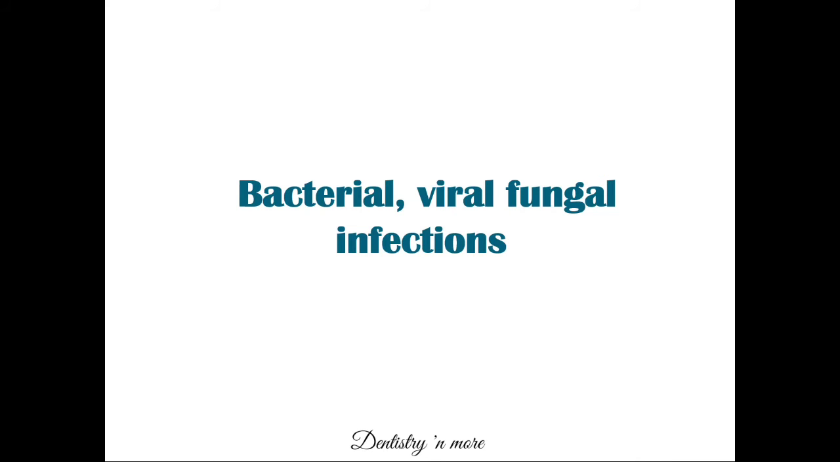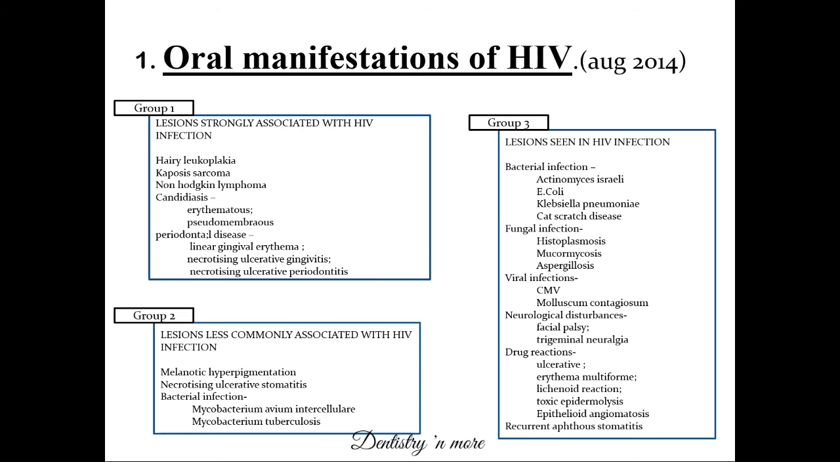Next, moving on to the next topic: bacterial, viral and fungal infections. The short notes that can be asked under this topic are the oral manifestations of HIV. That's a frequently asked question, and in that you can go through the classification, the 3 groups that have been allotted. You can speak about group 1, lesions strongly associated with HIV infection, which have been enlisted here, followed by group 2, lesions less commonly associated with HIV infection, and group 3, lesions that are seen in HIV infection. If you enlist these 3 groups, you can fetch more marks for this question.